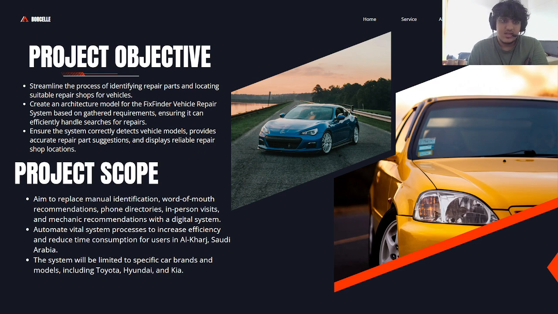As for the project scope, the project is to replace, as I have said, the manual identification, word of mouth recommendations, phone directories, in-person visits, and the mechanic recommendations with a digital system. It also automates vital system processes to increase efficiency and reduce time consumption for users in Al Kharj, Saudi Arabia. Also, the system will be limited to specific car brands and models, including only Toyota, Hyundai, and Kia.